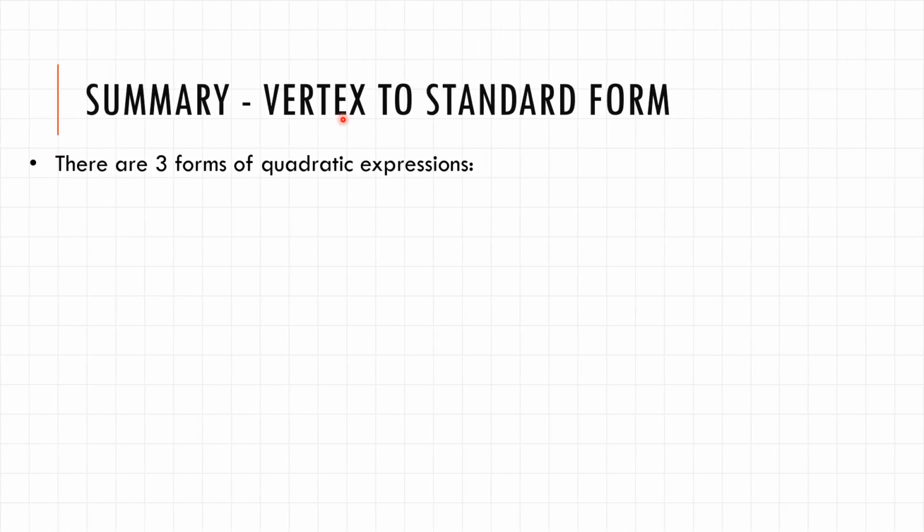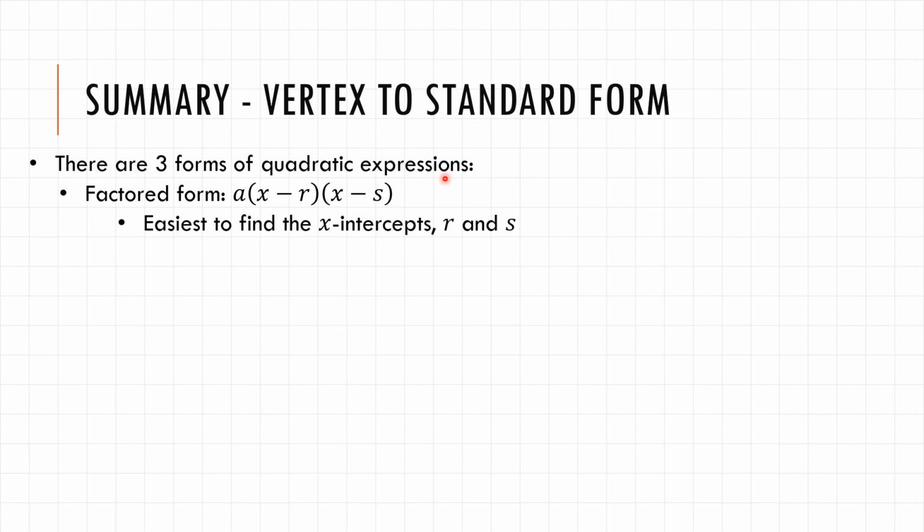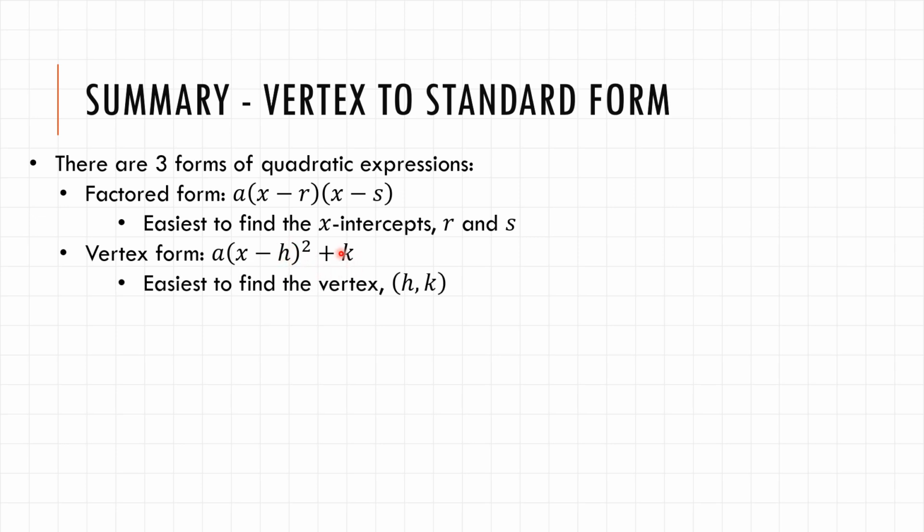Now, how do we go from vertex to standard form? We learned how to go from factor to standard, but what about vertex? Well, there are three forms of a quadratic expression, right? There's factored form, which is the easiest to find the x-intercepts or the zeros. Vertex form, which is the easiest to find the vertex, that's just h and k.